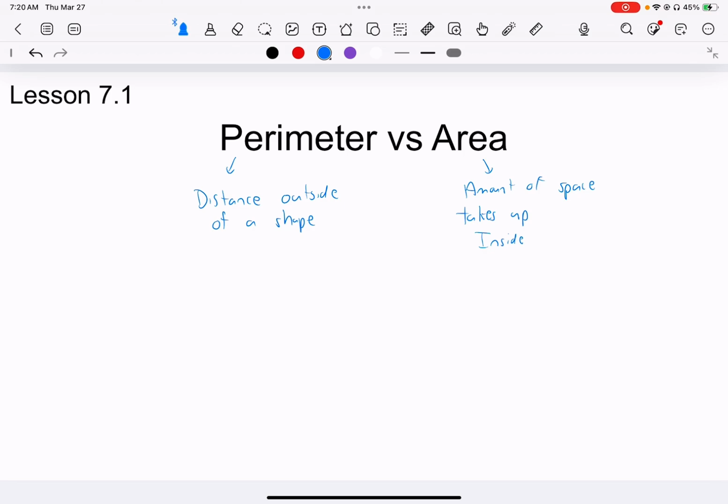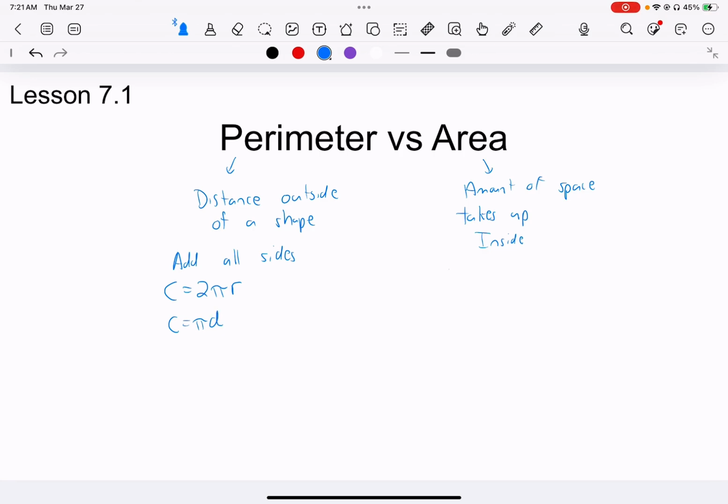To find the perimeter, we add all the sides of the shape. If we have a circle, the perimeter of a circle is a circumference. So we find the circumference by doing 2 pi times the radius or pi times the diameter.